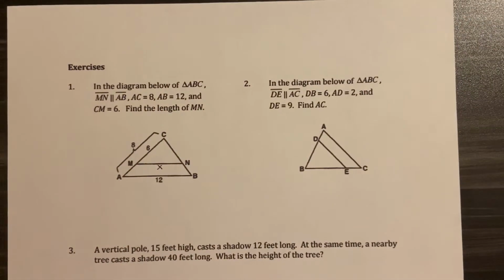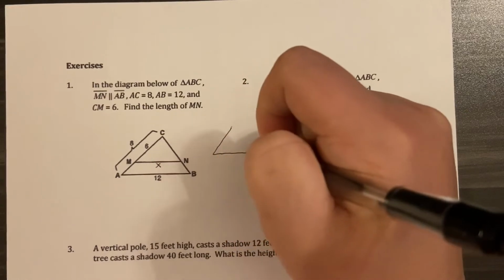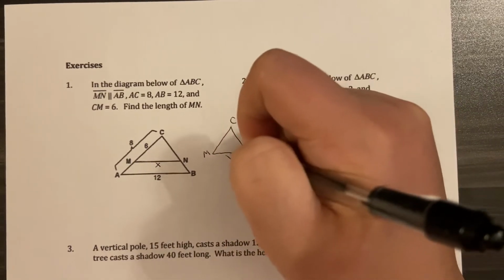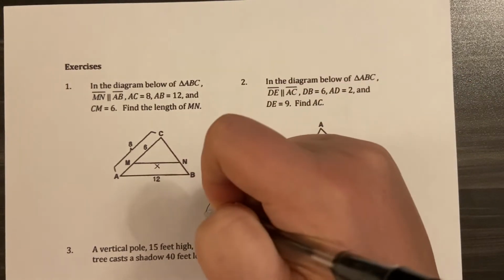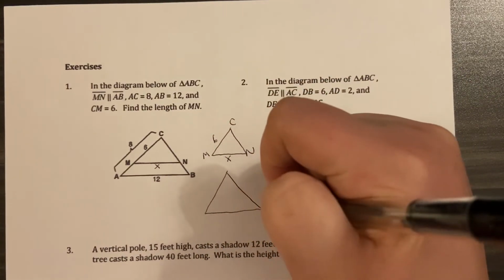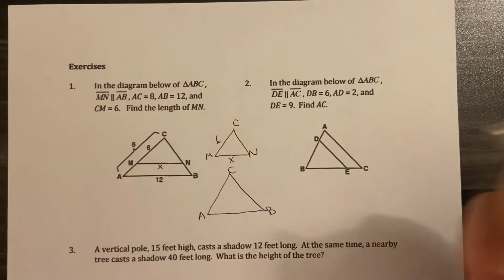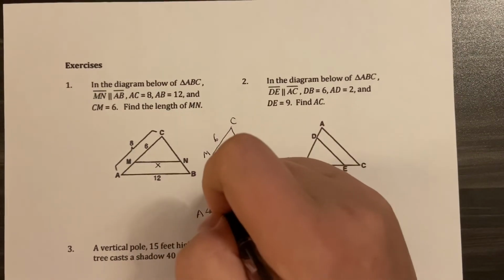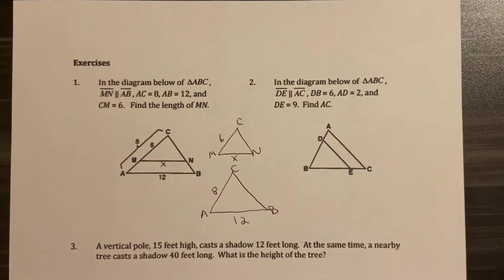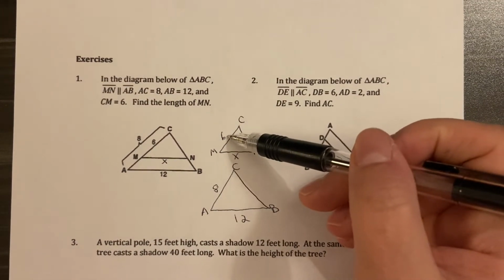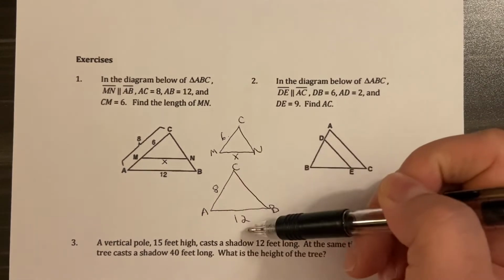They're asking you to find MN. So I'm going to draw the small one. So CMN. This is x, this is 6. And then I got the big one, which is CAB, and CA is 8, AB is 12. Okay, so I'm really doing 6 over 8 is x over 12.